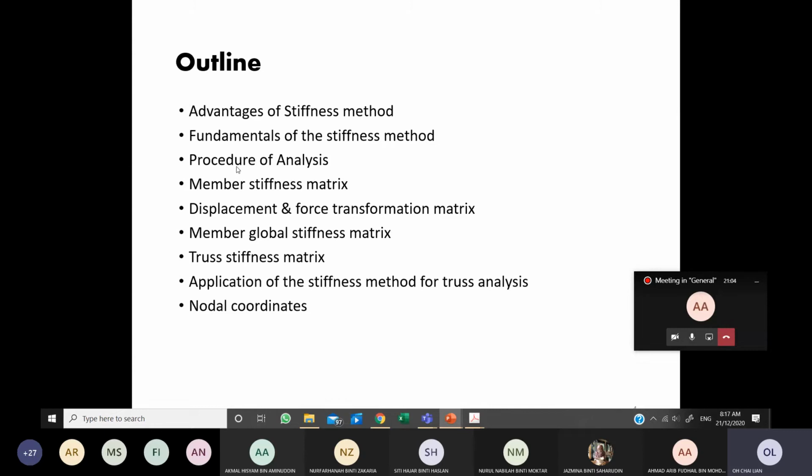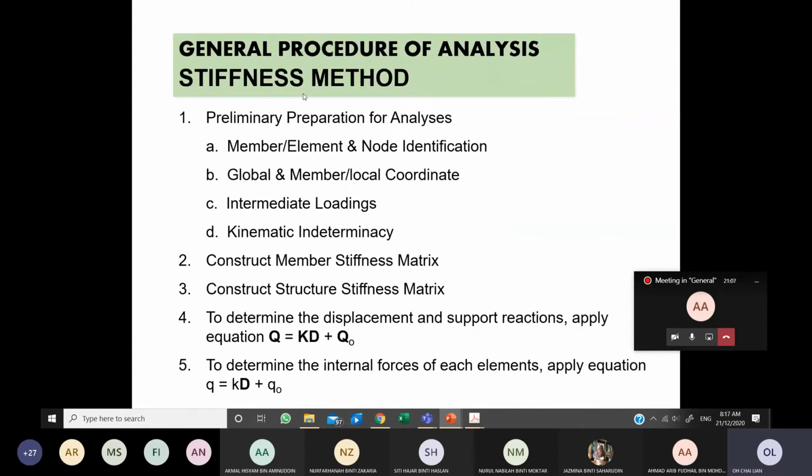We will talk about the procedure of the analysis. We have actually prepared ourselves for the analysis, and today we are going to look at item 2 and item 3: how to construct the member stiffness matrix and how to construct the structure stiffness matrix. I will directly show you steps 2 and 3 for the truss, for the beam and for the frame.